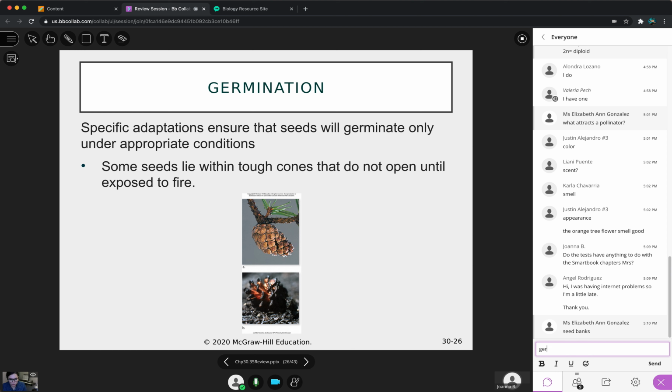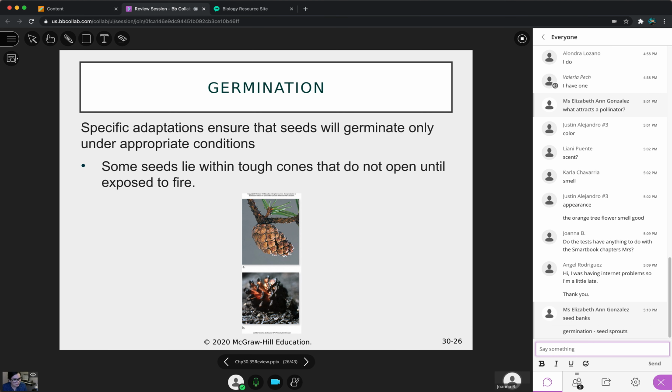When we talk about the word germination, that's just that the seed sprouts. So when you hear the word germinating, that's just that the seed is sprouting and it's going to turn into a new baby plant. On this slide, they wanted to highlight that there are certain mechanisms needed before it can germinate. For this one, it says that it needs fire. This pine cone will not open unless it's exposed to some fire, and then it finally will open.